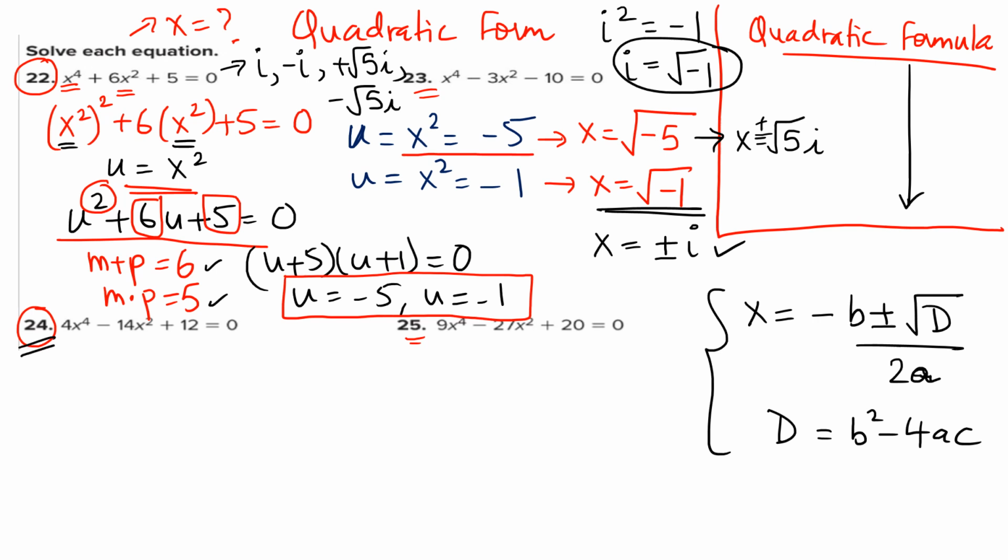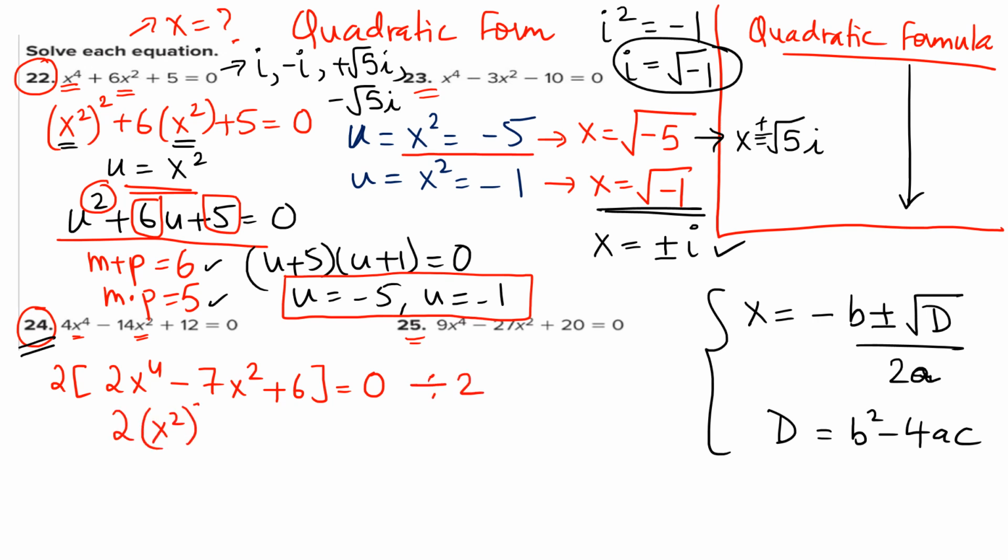Now for question 24, again, how do you know you have to apply the quadratic form? Because you look at the powers x2, x4, so it is double. Before I convert to quadratic form, I can divide the whole equation by the common factor. All the numbers 4, minus 14, 12 are even. So I can write 2 times 2x4 minus 7x2 plus 6 equal to 0, and divide by 2. When I divide by 2, the equation reduces to this form. Now I can convert to quadratic easily, just like the previous question.